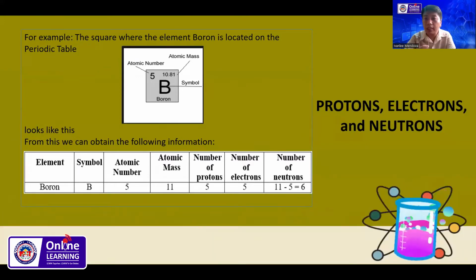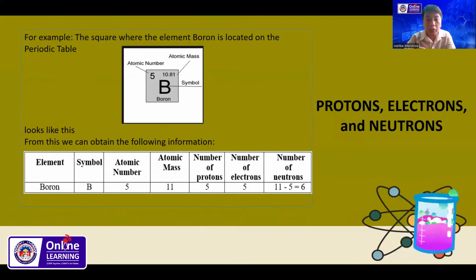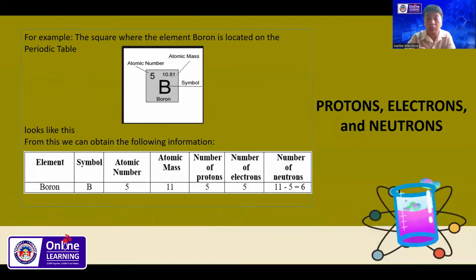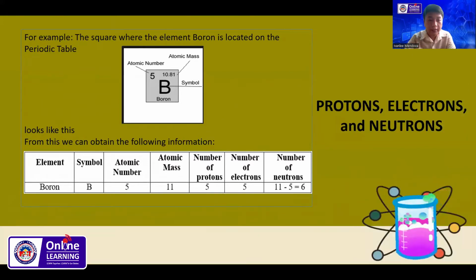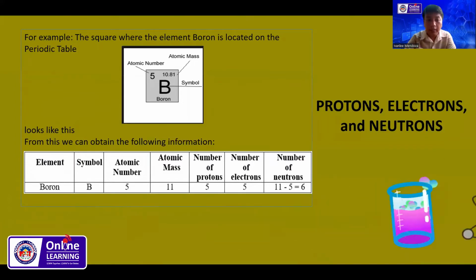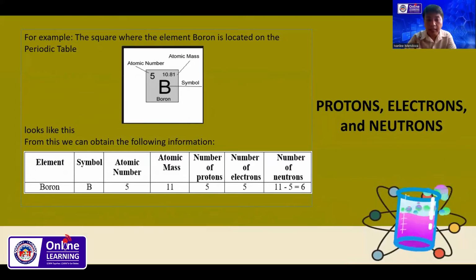Now, what are the specifications of boron based on this particular table? We have here this information for the element boron. The symbol is B. The atomic number is 5. The atomic mass is 11, so we round up 10.81 to 11.